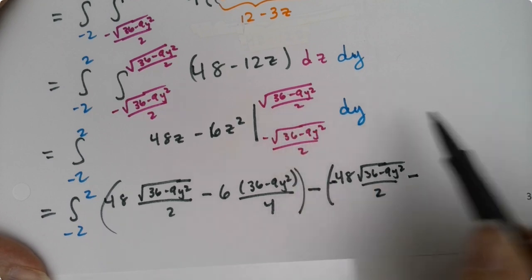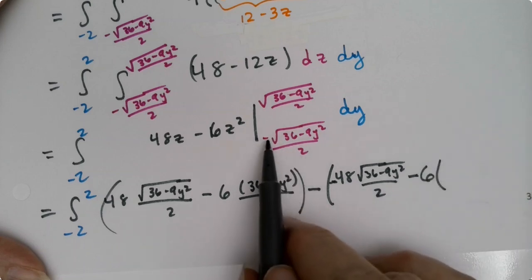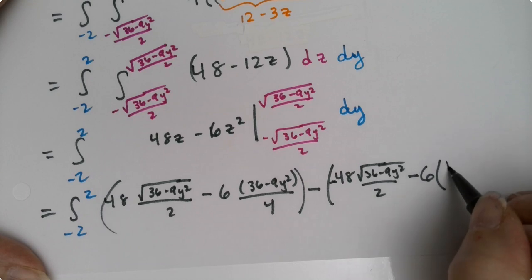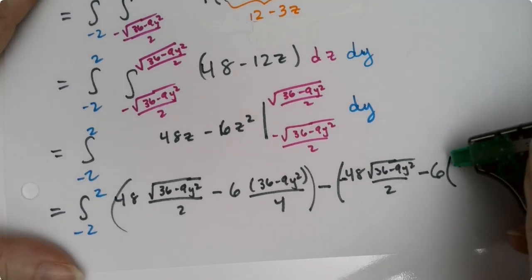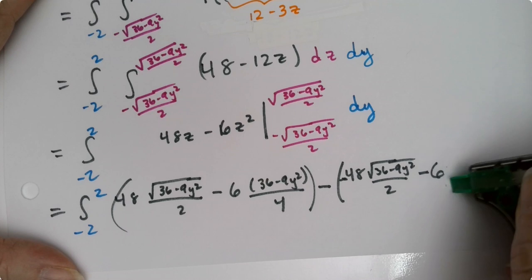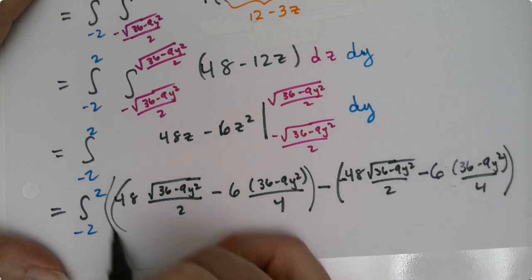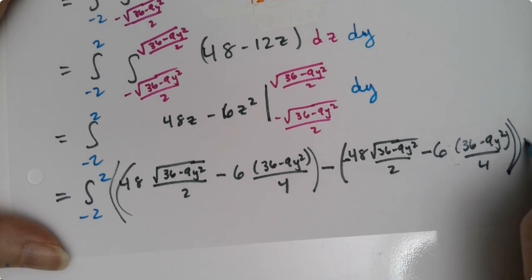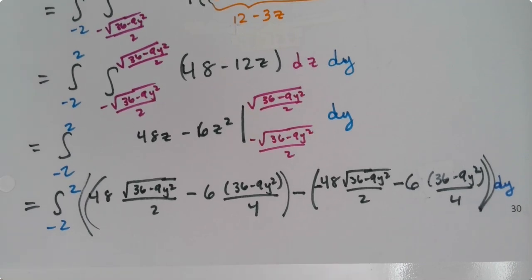minus 6 times, and then we square this one. When you square a negative, it turns it positive. So it'll be the square, or it should be 36. Sorry, I just realized I have an extra parentheses in there for no reason, so hold on. There we go. 36 minus 9y squared over 4. This whole thing has to go in, and dy is the end. And of course we are going to make Maple do that. We are never in a million years going to do that integral. No, no, no, no, no.